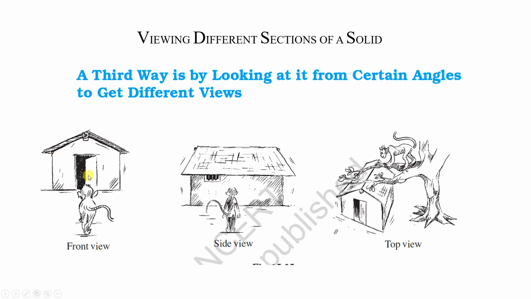In this picture you can see there is a monkey. It is seeing one house from the front, from the side, and after climbing the tree, from the top. So these are the three views from certain angles when we see a solid object. We can see these three views: front, side and top view.